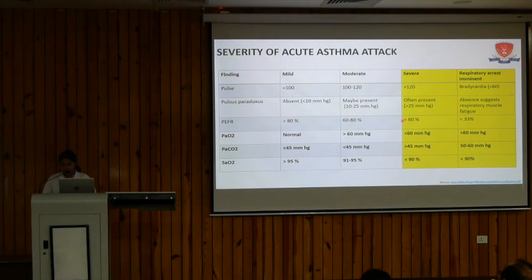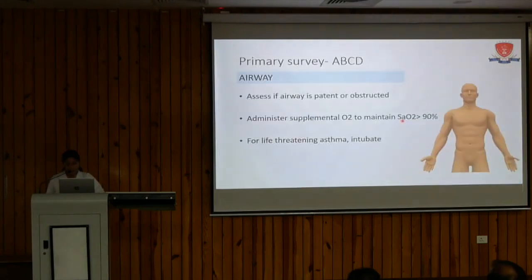In the Department of Emergency, the assessment of severity of attack is usually done by arterial blood gas analysis: PaO2, PaCO2, and SaO2. PaO2 is less than 60 mmHg and SaO2 is less than 90%. PaCO2 is slightly increased, that is more than 45 mmHg in severe attack, and 50 to 60 mmHg in respiratory arrest. PaCO2 significantly increases in respiratory arrest when it is imminent, as the respiratory drive significantly reduces and the patient is not able to completely exhale out the CO2.